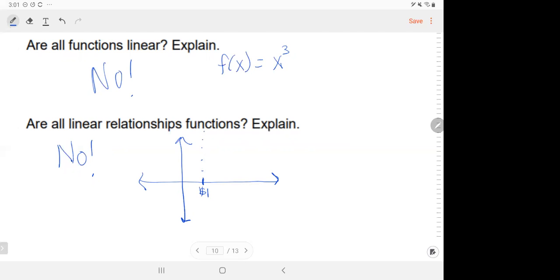The whole time I could get something else, and this is a line. If I draw it straight, it's a line. This is a vertical line, but I only have one input and a whole lot of different outputs here. So not all linear relationships are functions.